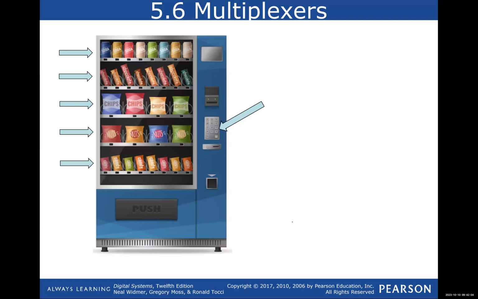Then, what is the last thing that happens? It vends out from here. Okay, now how many things do you get out from here? One at a time. So with every code, I am selecting one of the products that you see in the vending machine. Okay, now the multiplexer works the same way.